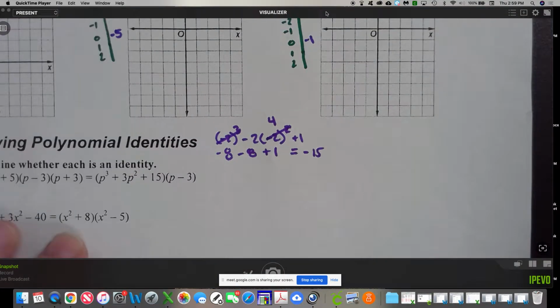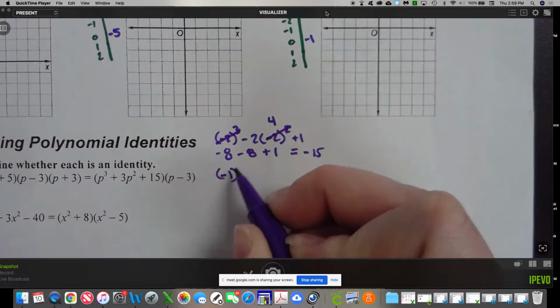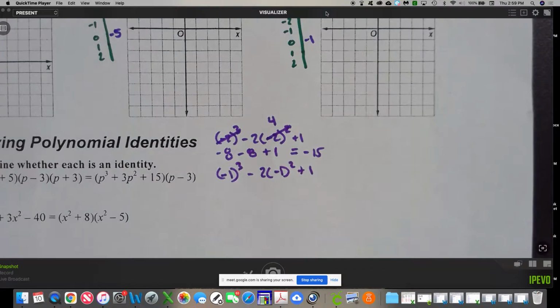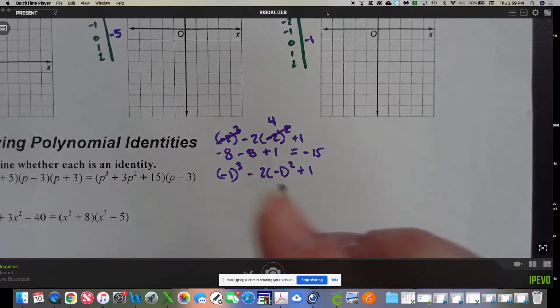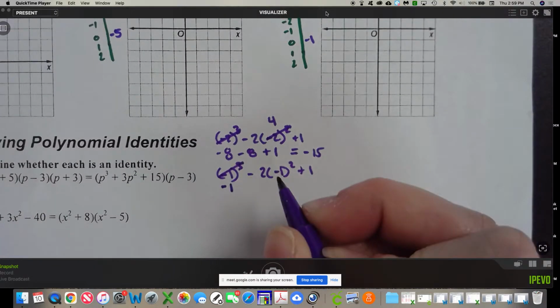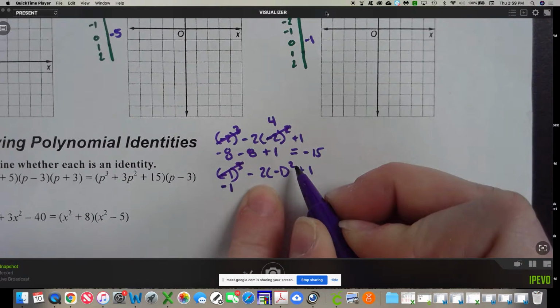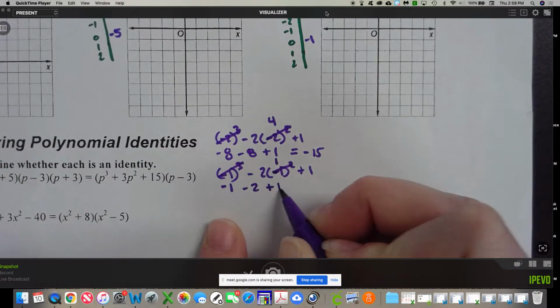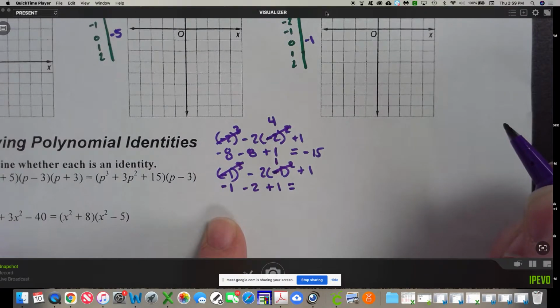-15. Next, -1 to the third, -2 times -1 squared plus 1. Okay, hold on. I gotta wait for it to catch up here. Okay, there we go. So what's -1 to the third power? Still -1, right? Okay. -1 to the second power, because you do the exponents first, right? 1. Is 1 times -2. -2 plus 1. -2. Okay. So put -2 in that little box right there.